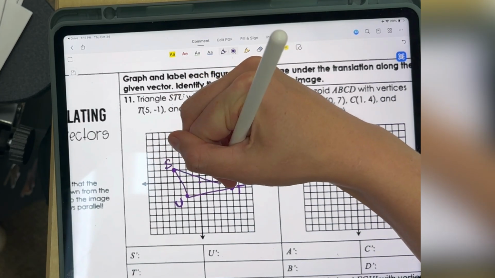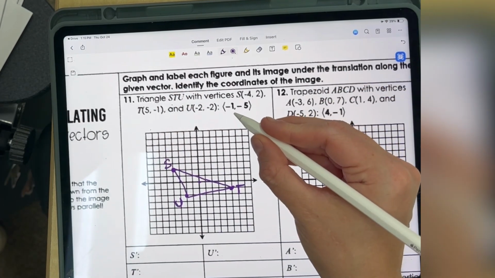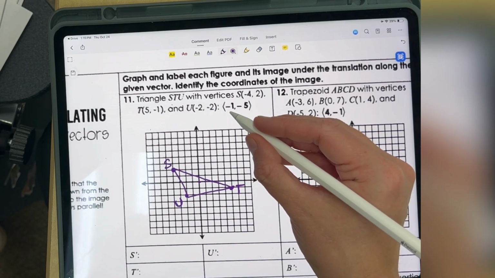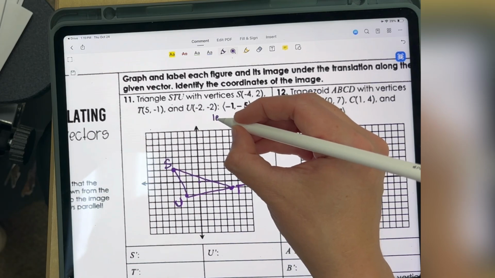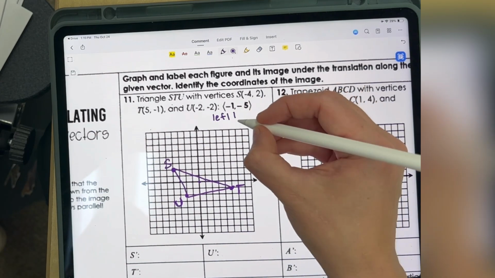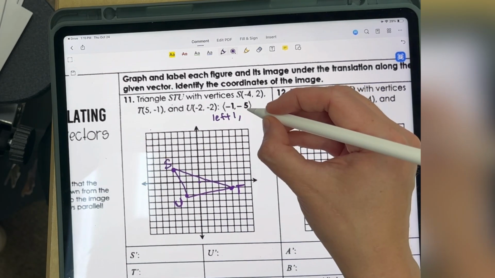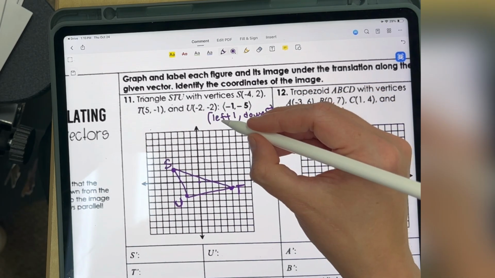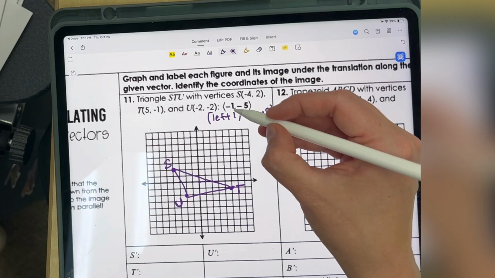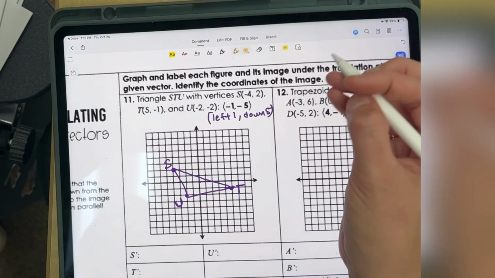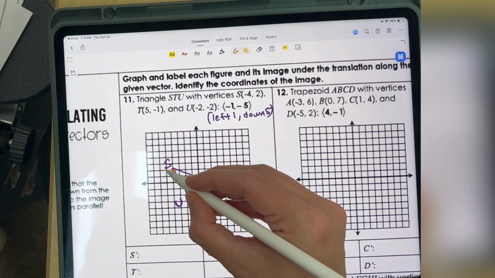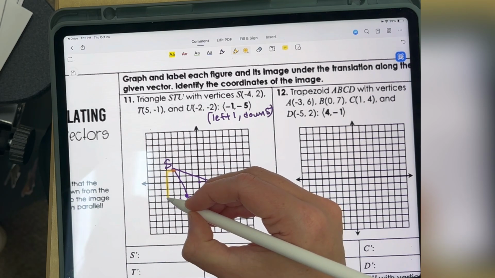So what does it say now to do in vector form? It says <-1, -5>. So does that mean to go left or right? That means you're going to take each point and go left 1, and then down 5, if you can't read that. So negatives are left and down, positives are right and up. So each one I'm going to take, I'm going to go left 1, down 5. 1, 2, 3, 4, 5.